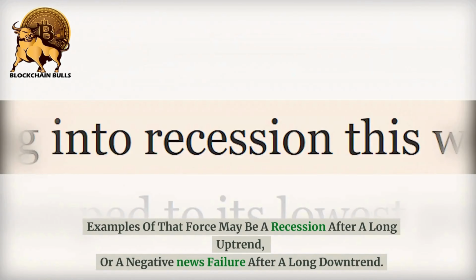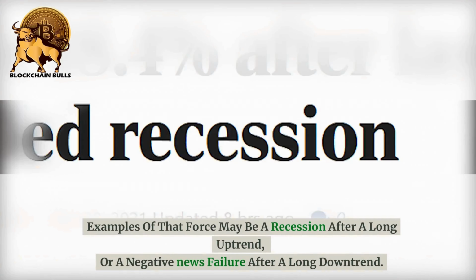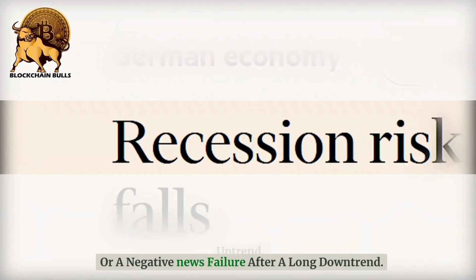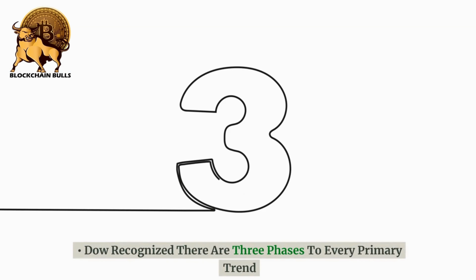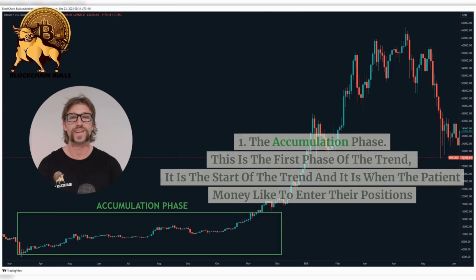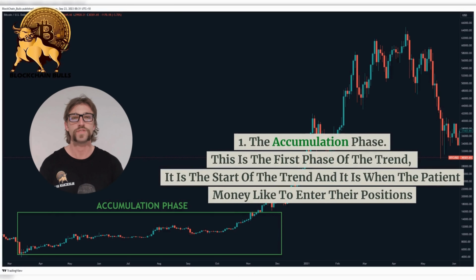Examples of that force may be a recession after a long uptrend or a negative news failure after a long downtrend. Dow recognised there are three phases to every primary trend. 1. The accumulation phase. This is the first phase of the trend. This is the start of the trend. And this is when the patient money likes to enter their positions.